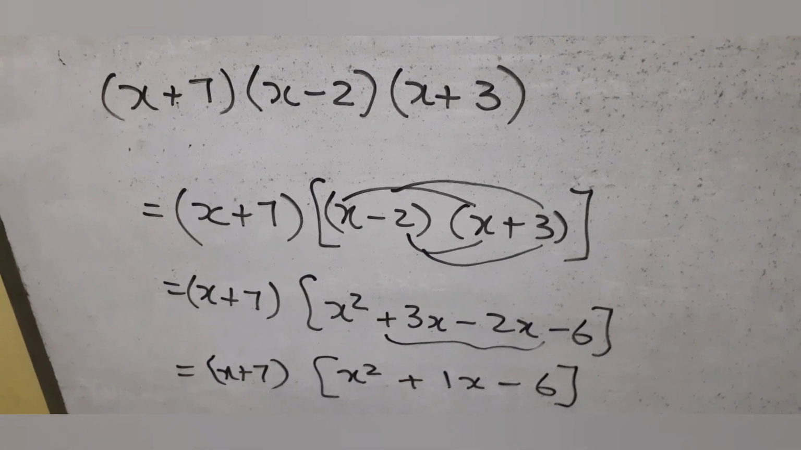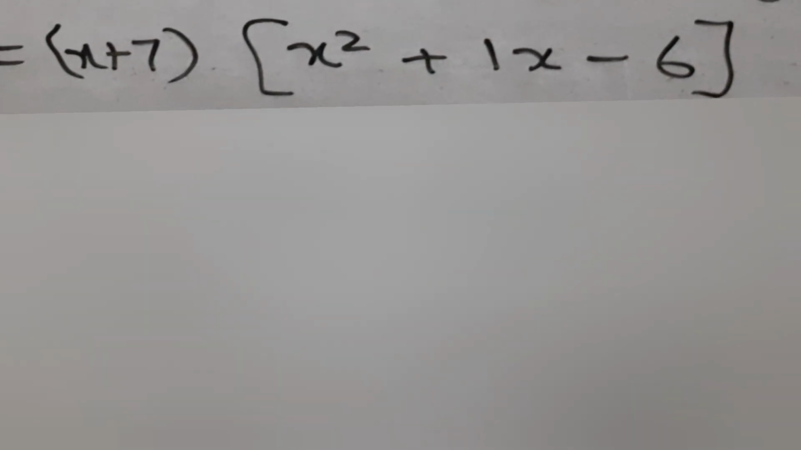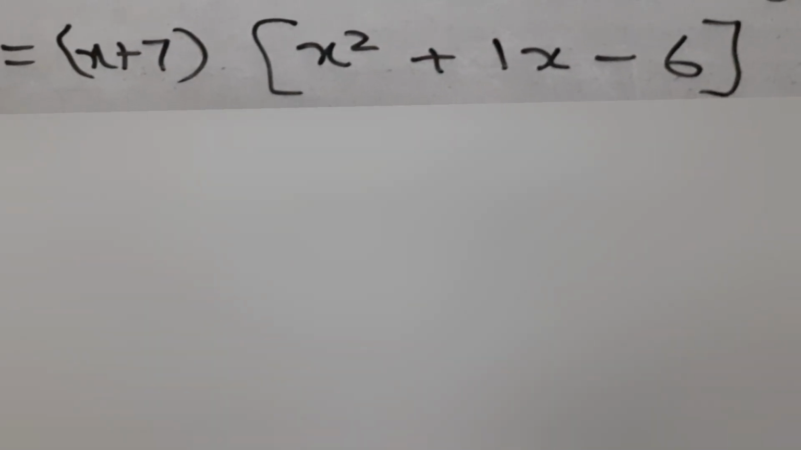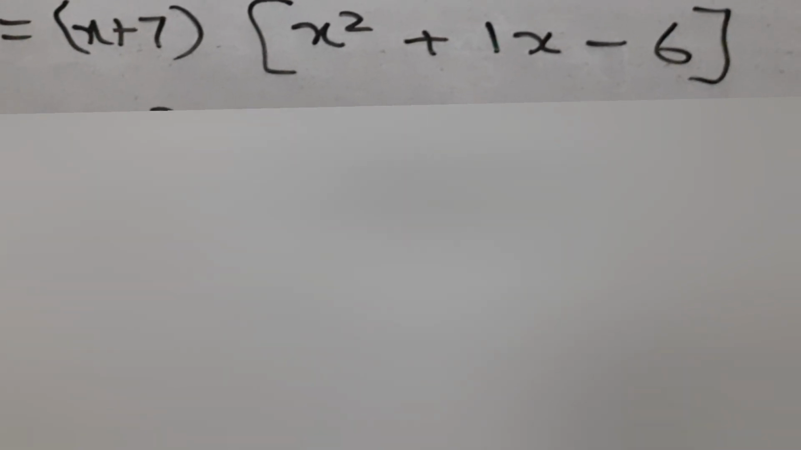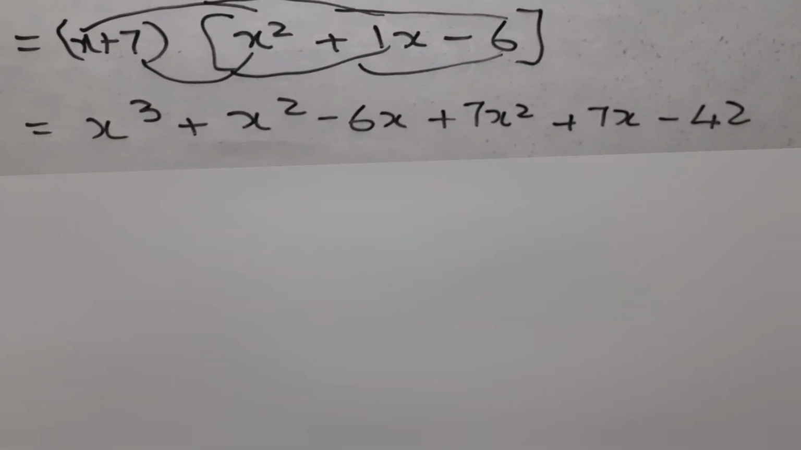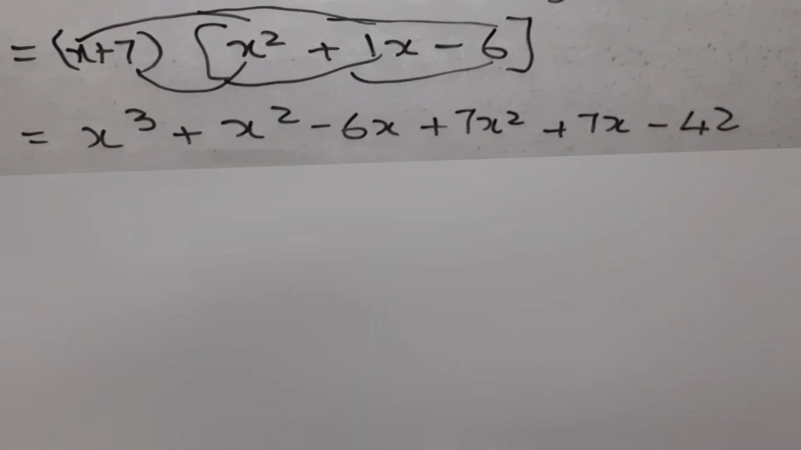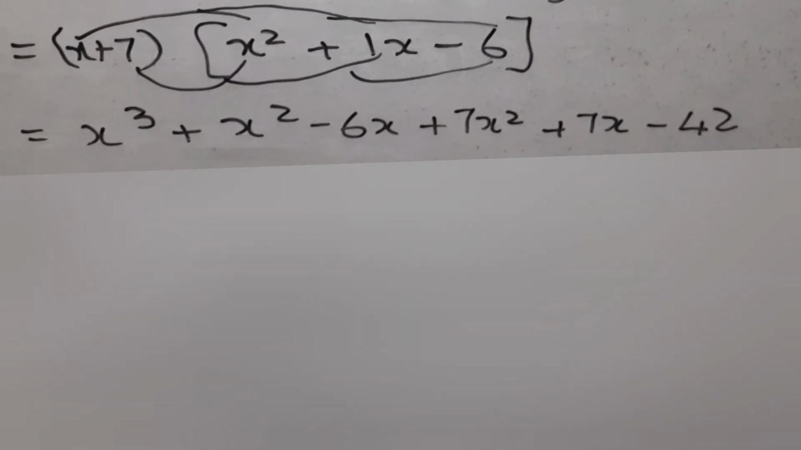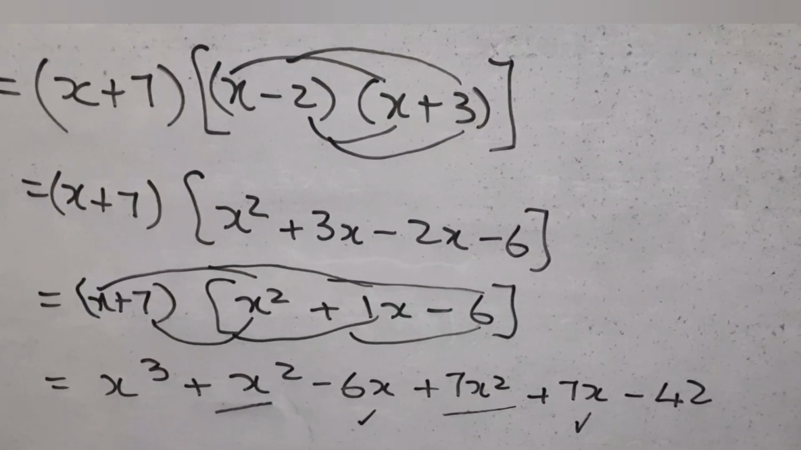Now apply distribution law one more time. After applying the distribution law and multiplying the factors, group the like terms together. Group x² and 7x², −6x and 7x.